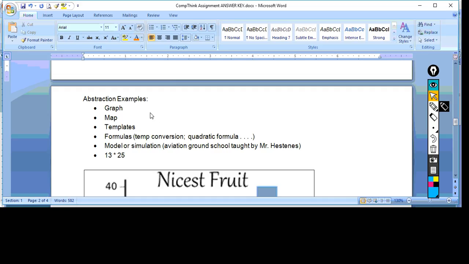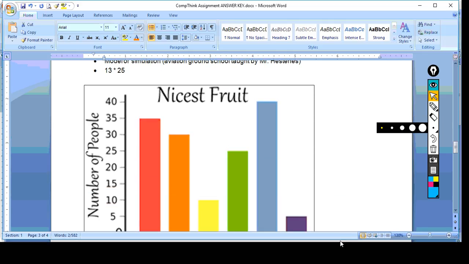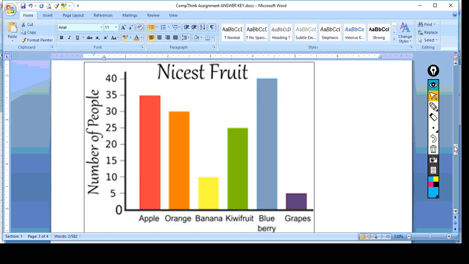Abstraction examples. A graph can be an abstraction, because it's leaving out different details. Like you don't see on these bars the exact number of people that said this was the nicest fruit, although you could look over the numbers over here. But if you're just looking at this, it takes out some of the details, and you could immediately see that blueberry is the choice that people picked for the nicest fruit.